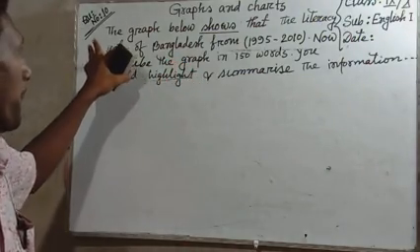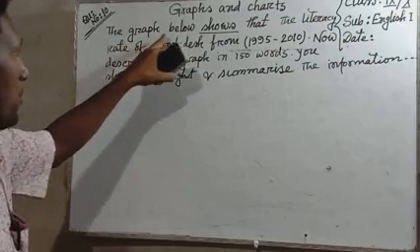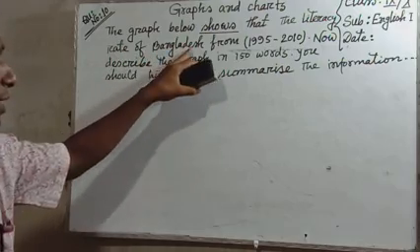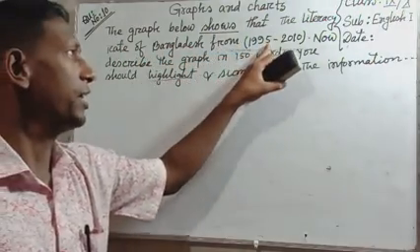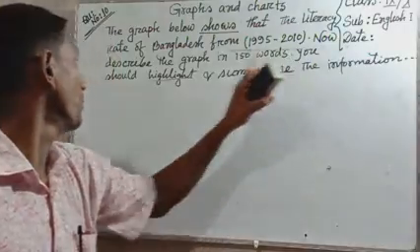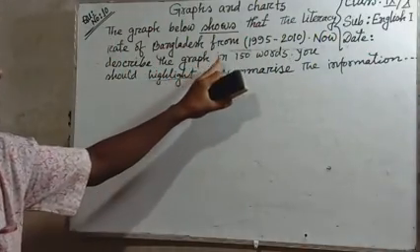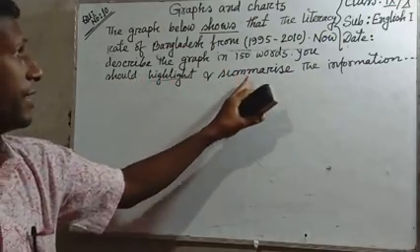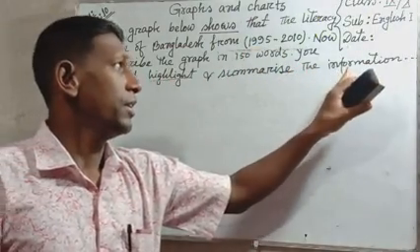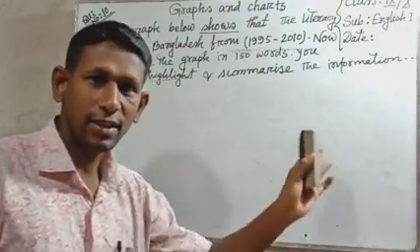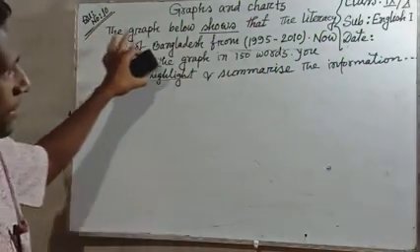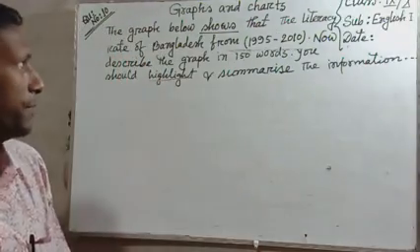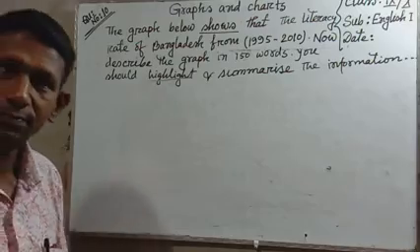I have shown you a model. The graph below shows the literacy rate of Bangladesh from 1995 to 2010. Now, describe the graph in 150 words. You should highlight and summarize the information that is given below. That is how the question will be set. So dear students, graphs and charts.